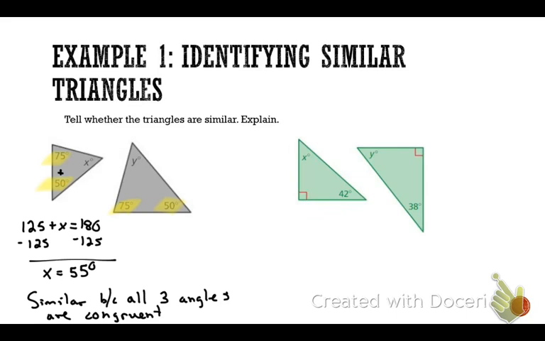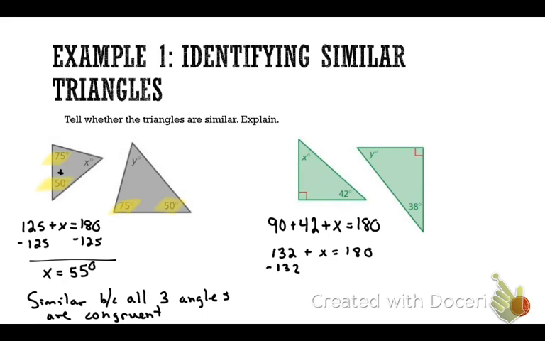So you have to solve for one of them, okay? You don't have to solve them both, because once you solve for one of them, you'll be able to see if they're similar. So let's just everybody solve for x, okay? Let's everyone solve for x. So we have 90 plus 42 plus x equals 180. All right, what's 90 plus 42? 132. Plus x equals 180.